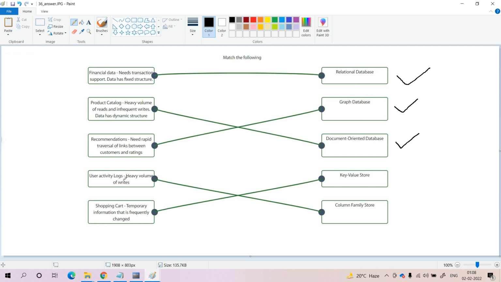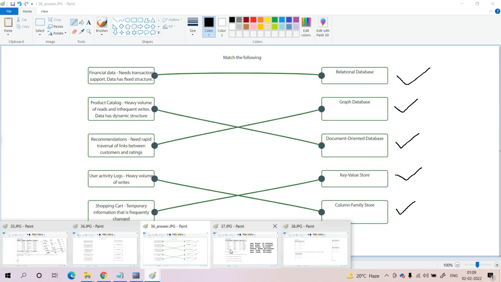Next, user activity logs, heavy volume of writes. If you want to do this type of operations, it is always better to consider a column family store. Shopping cart, temporary information that is frequently changed. For this, it is always better to take a key value store. So it is a theoretical question. Just as per the given circumstances, what kind of database do we need to use. Please try to read it one or two times so that you will get the complete idea.